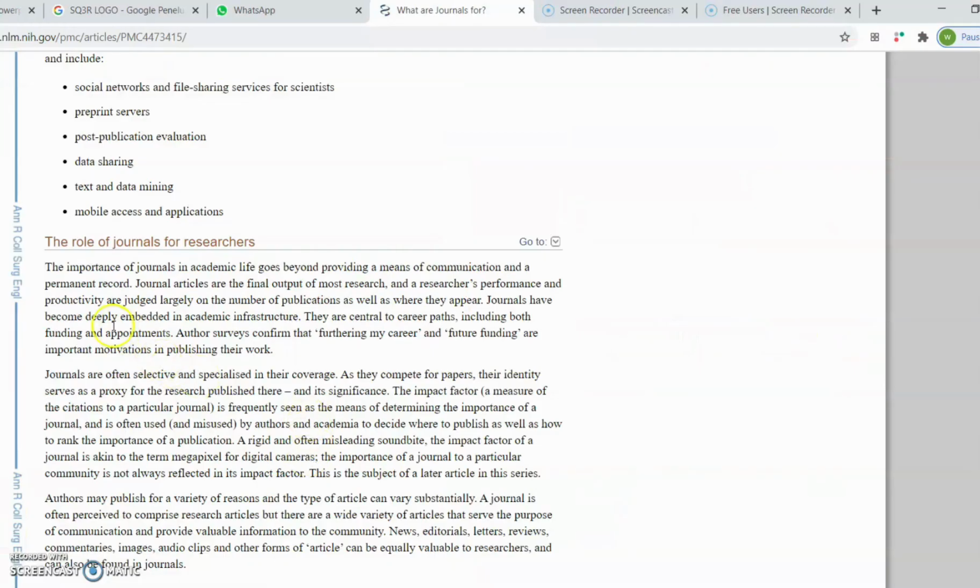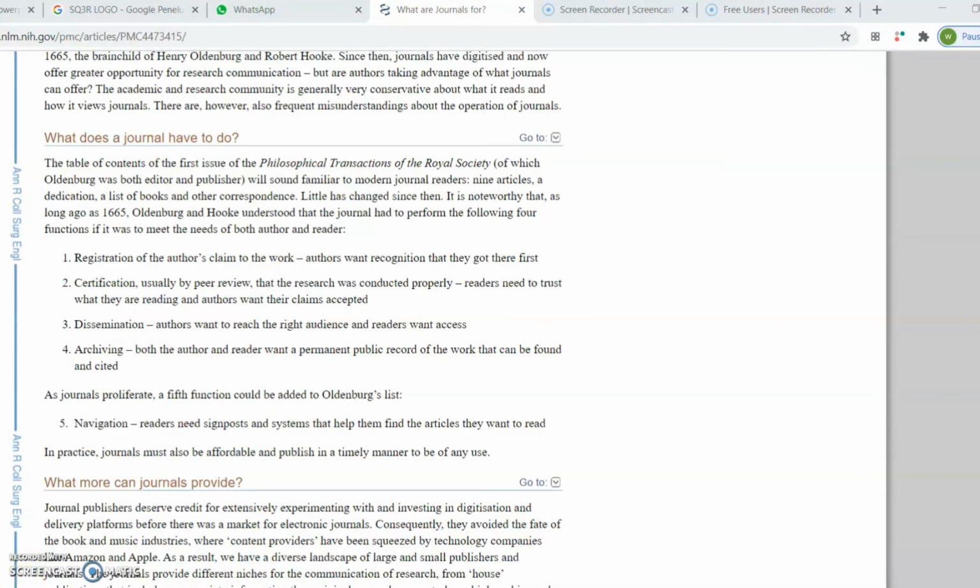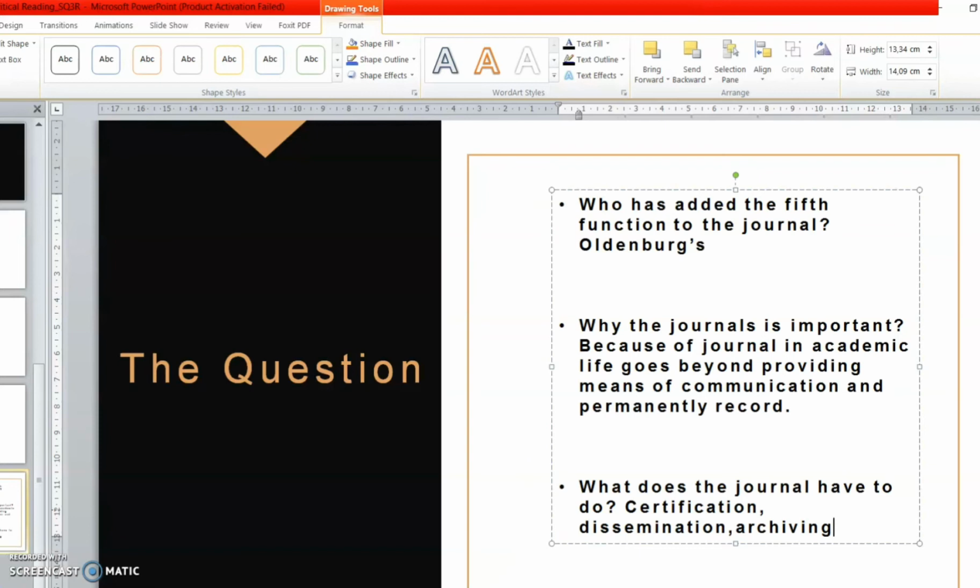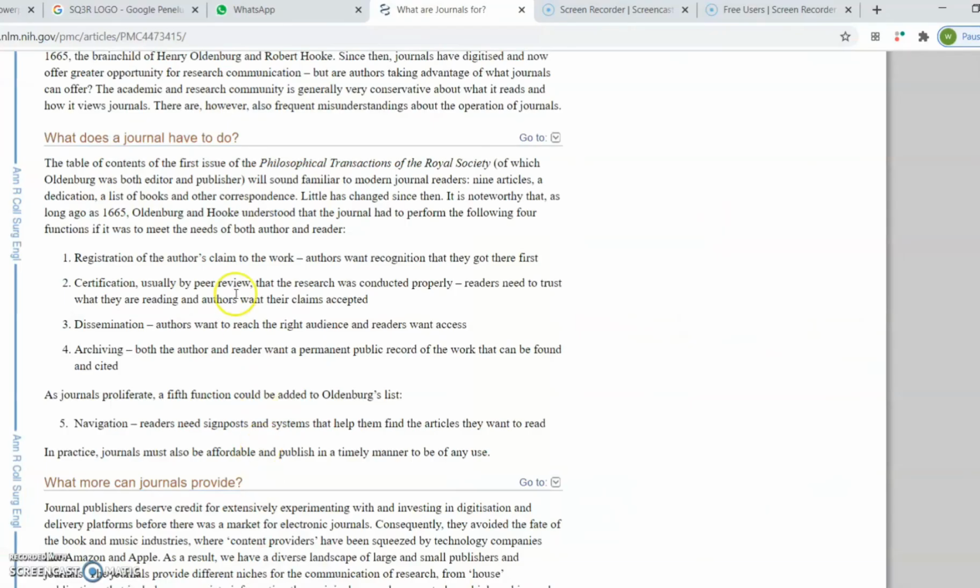Okay, I will check. Here's the answer. The importance of journals in academic life goes beyond providing a means of communication and a permanent record. The third question is, what does the journal have to do? The answer is certification, dissemination, and archiving. I will check in this journal.